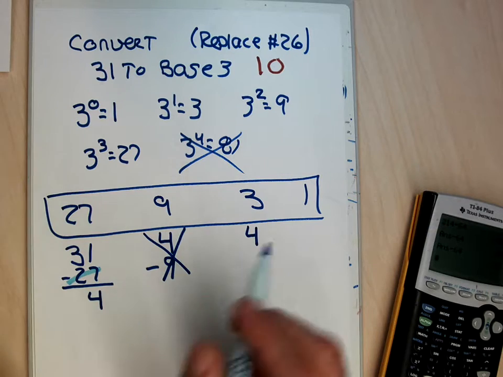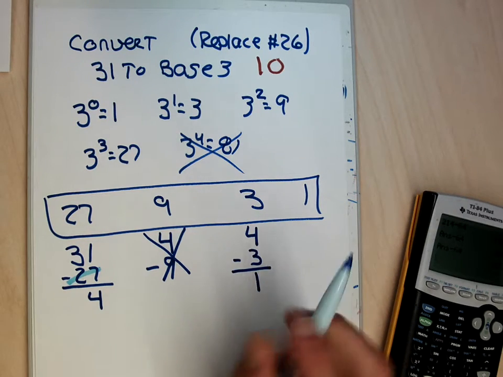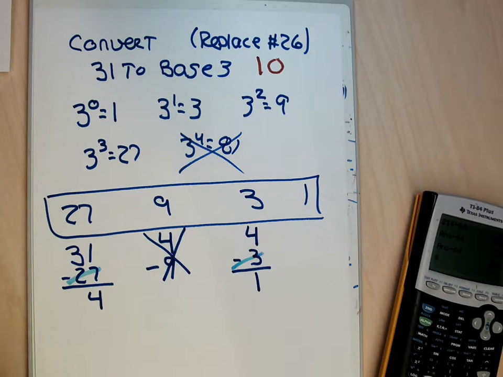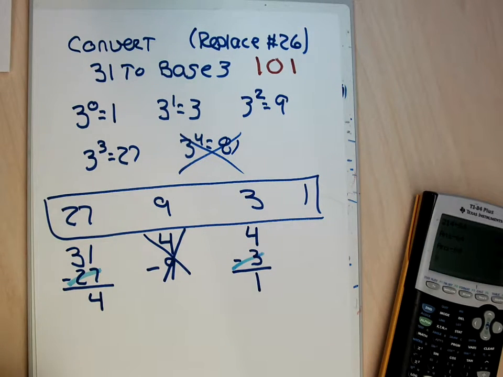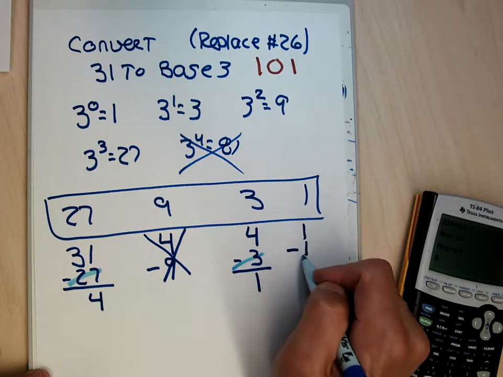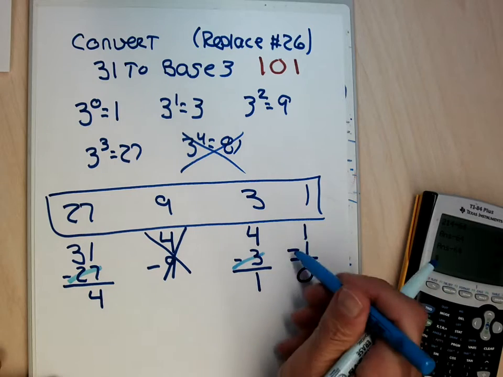Well, now I can, because 4 minus 3 is doable. 4 minus 3 is 1. I can't subtract anymore, but I was able to subtract 1 time. So in my answer, for the third number, I'm going to put a 1 for the 1 time I was able to subtract 3. I carry my remainder of 1 over. 1 minus 1 gives me 0. I'm to 0. I've used up all the powers of 3.